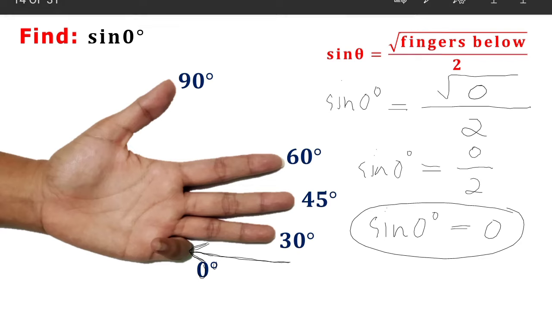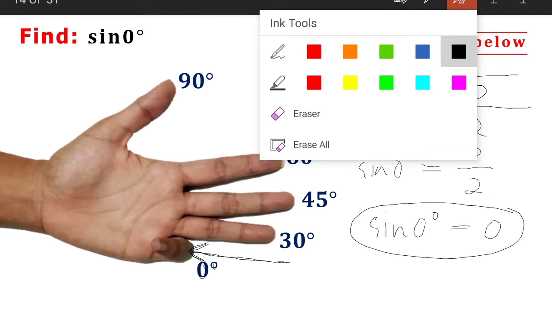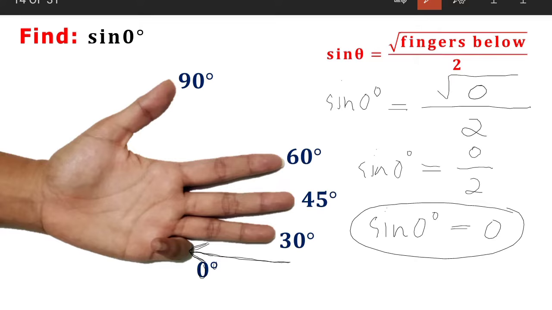Just remember that for sine, it is always fingers below. Because later on, as we go on to the cosine, it will not be below. It will be changed to above. So let's see.